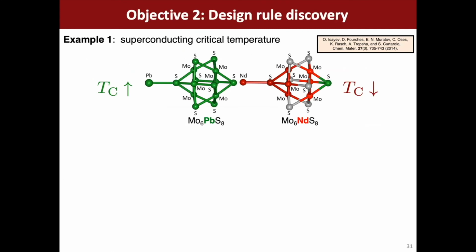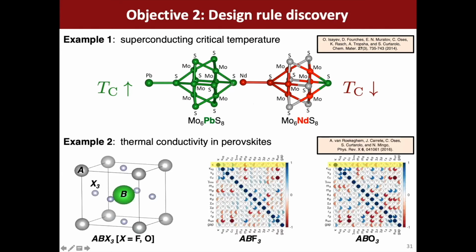Then we can do things like materials design and find new design rules. So for example, here's for superconductors. Here's some work we did earlier on superconducting critical temperature. So you can see depending on which element you place here. If you place lead, the critical temperature goes up. Whereas if you place neodymium, the critical temperature goes down. You can also find rules for things like thermal conductivity and perovskites.